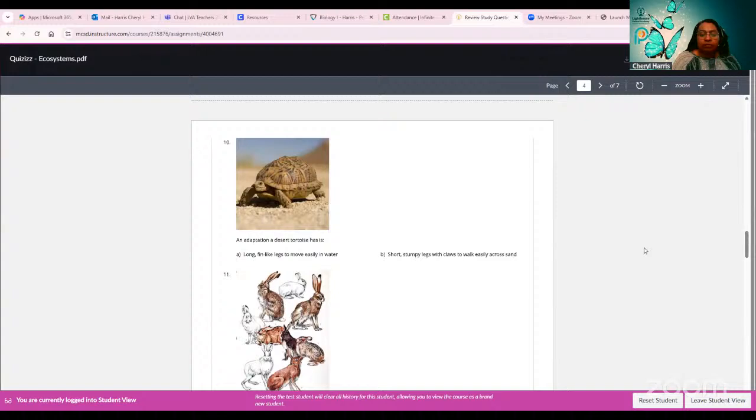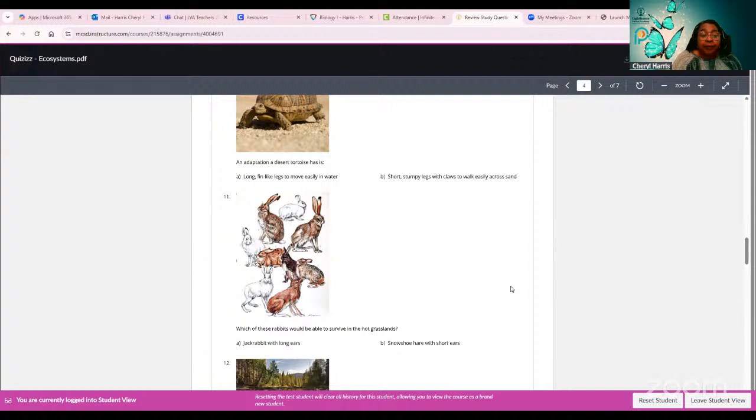Now these only have two choices. So Mr. Turtle here, he lives in the desert. So what makes him best adapted? B. Yes, thank you, Jacob. He has short, stubby legs and claws to walk across the sand. Okay. So the claws help him grip the sand better. Not all turtles have claws like that.